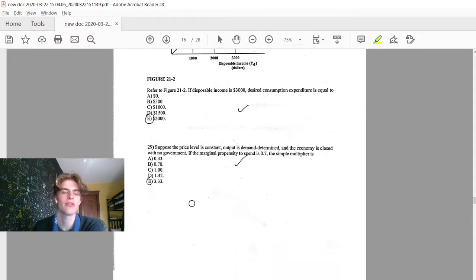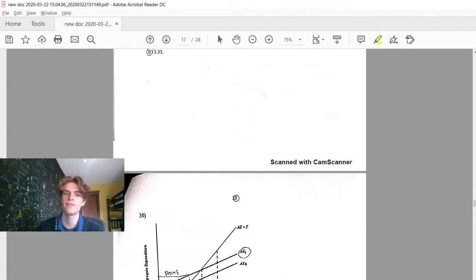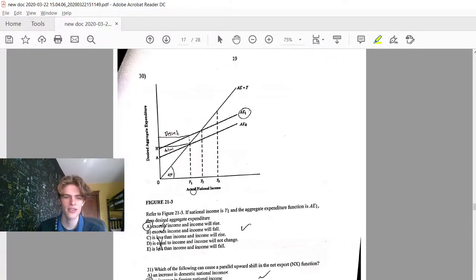Boom, free mark. Suppose the price level is constant, output is demand determined, and the economy is closed with no government. If the marginal propensity to spend is 0.7, then the simple multiplier is 1 over 1 minus 0.7, which is 3.33. Our marginal propensity to spend is our z, right? So that's it.